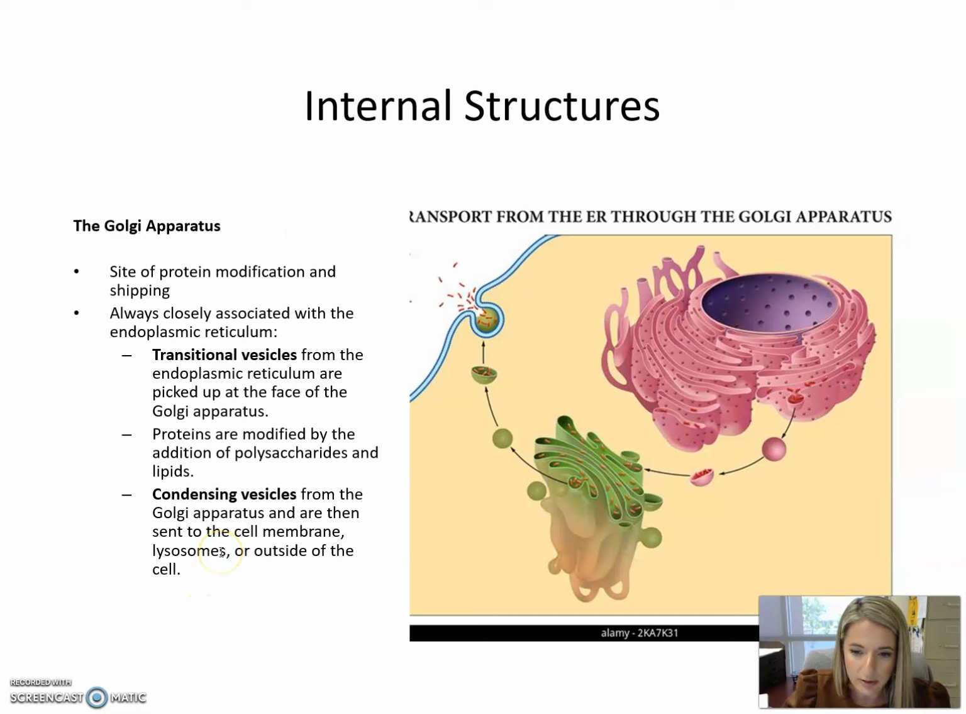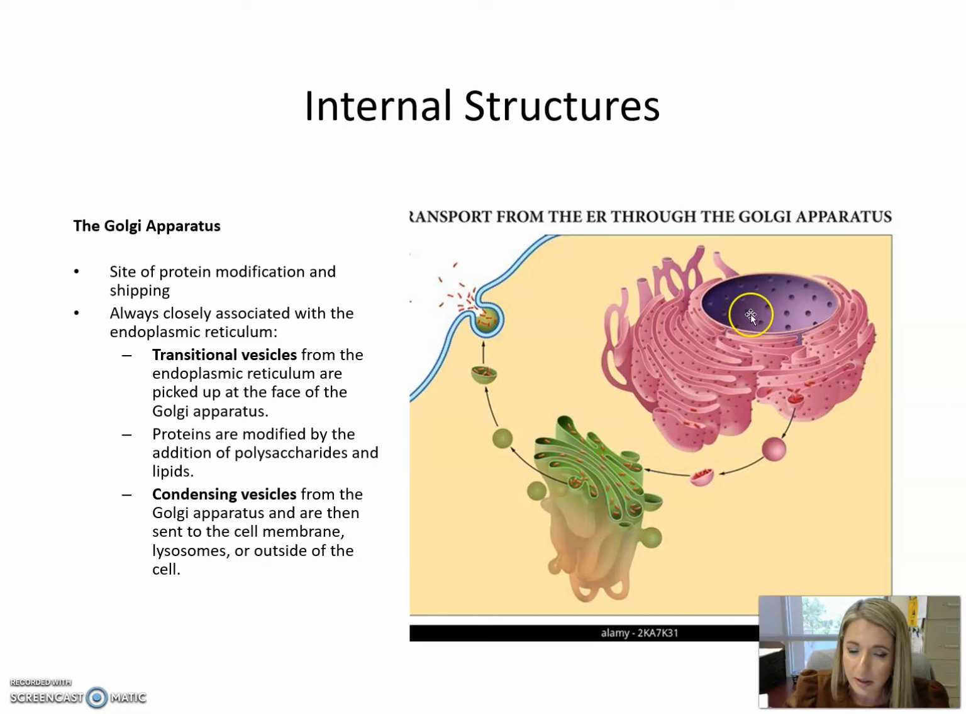Another membrane-bound organelle present only in eukaryotic cells is the Golgi apparatus, or the Golgi body. The Golgi apparatus is responsible for protein modification and shipping to the final location within the cell for the protein, which may be the cell membrane or potentially even the lysosomes if we're talking about digestive enzymes. What the Golgi apparatus is going to do is receive proteins that have often been sent to it by the rough endoplasmic reticulum.